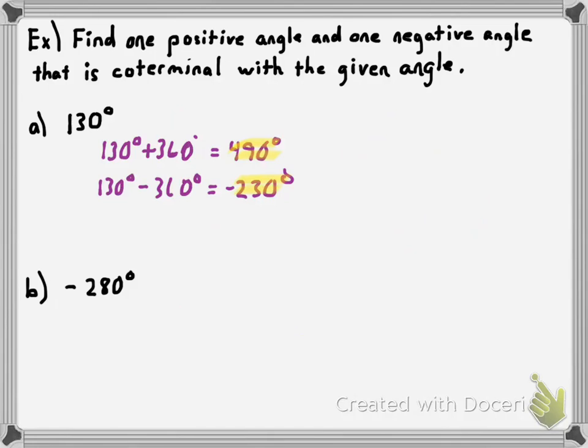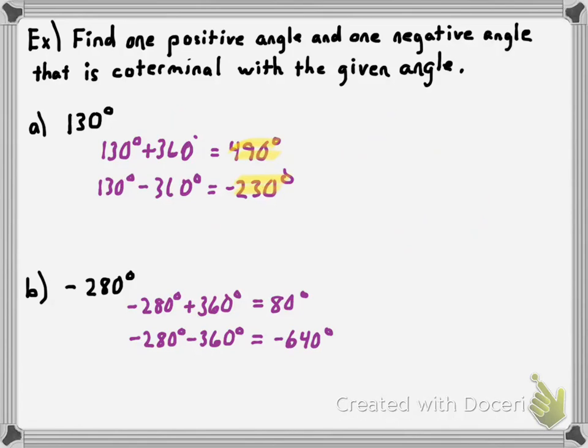Now, do the same thing here with the negative 280. If I want to find a positive angle that's coterminal with negative 280, let me just add 360 to it. That means the angle positive 80 degrees would be coterminal with negative 280. And if I wanted to find another negative angle measure that's coterminal with negative 280, all I have to do is subtract 360 from it. Negative 640 degrees would be coterminal.